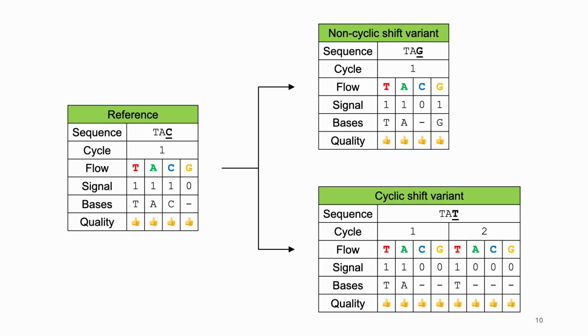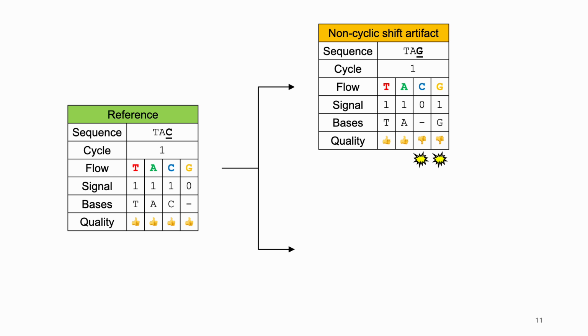Things get more interesting if the variant changes C to T. This is still a true biological event, but to detect the second T, we must wait for the second cycle. This type of variant is known as a cyclic shift variant. In contrast, the C to G example is a non-cyclic shift variant because the cycle remains unchanged.